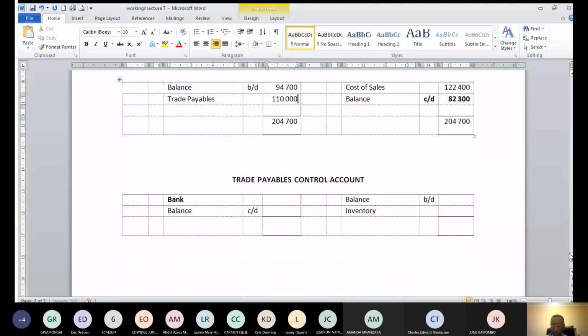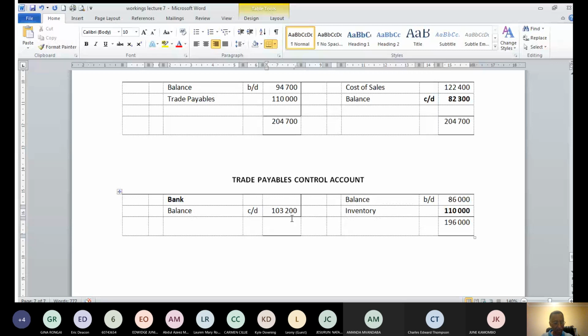You transfer that amount now to your trade payables control account. The inventory purchased was 110,000 Rand. Bring into account now your trade payables control, and your trade payables control started off with an opening balance of 86,000. There was a closing balance of your trade payables of 103,200 Rand. You balance this account now, you will get 196,000 Rand.